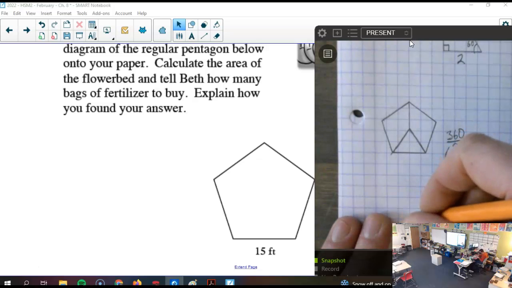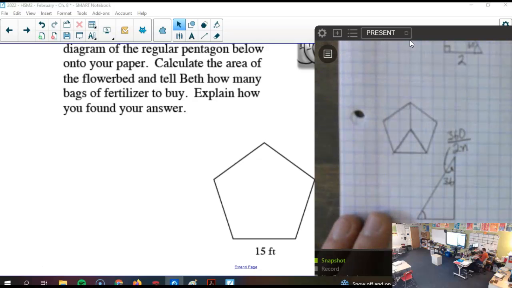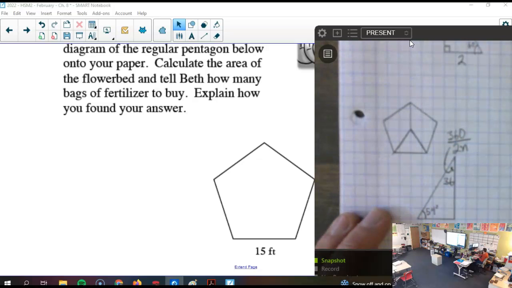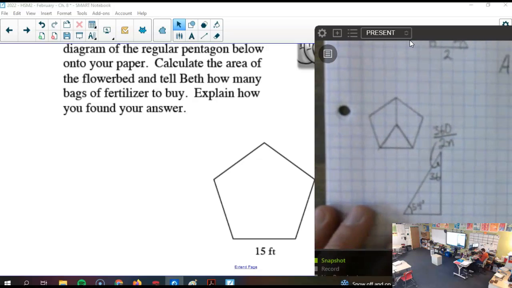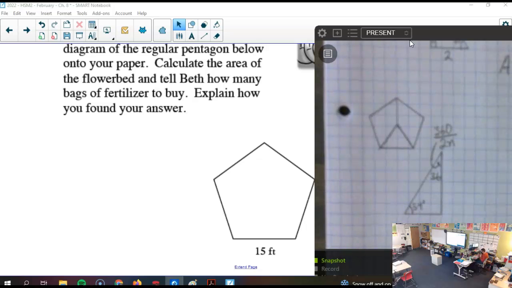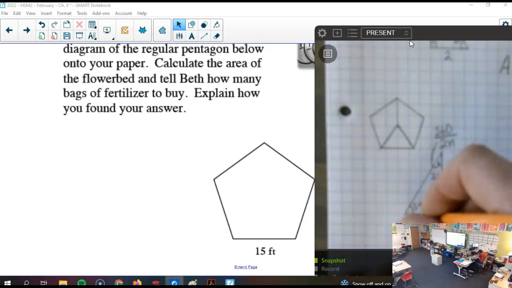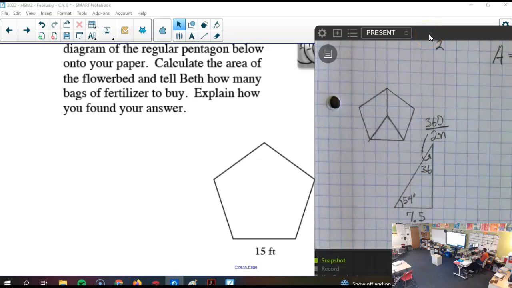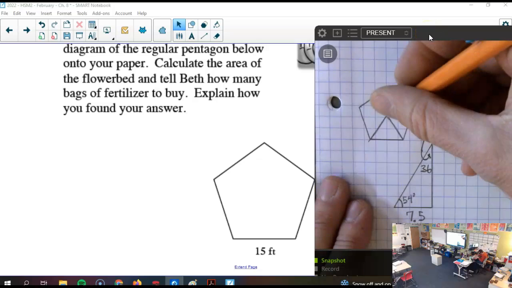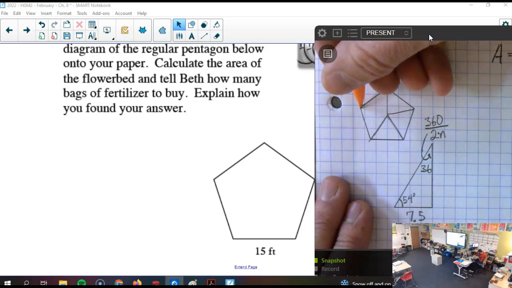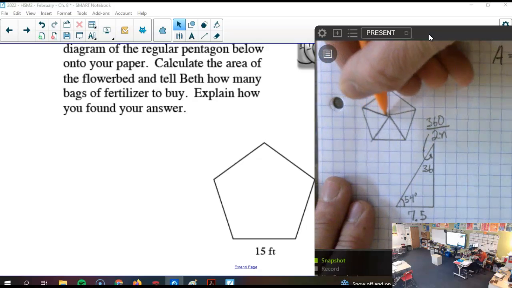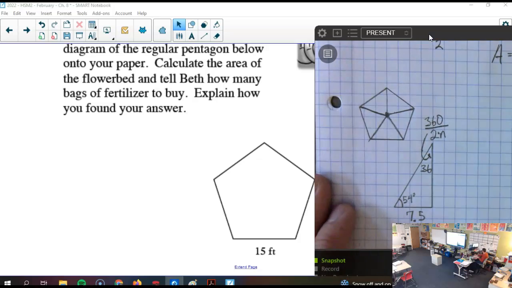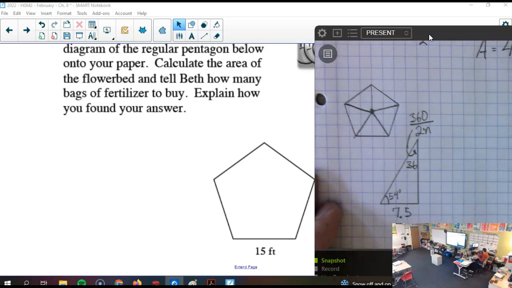Then we can figure out the other angle as just the complement, right? So here that would be 54. This we said is 7.5. Not a very pretty center here. And then what do we do?